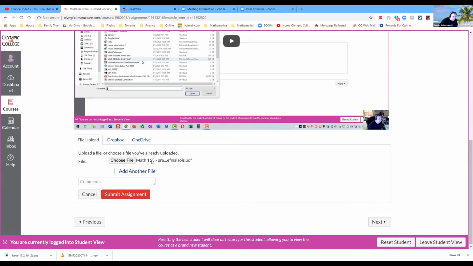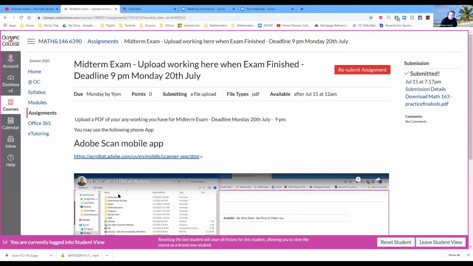And you probably want to wait a few seconds just to make sure it loads totally. You see it's loading here? And then you hit submit assignment and it's done. That's how I get your working.